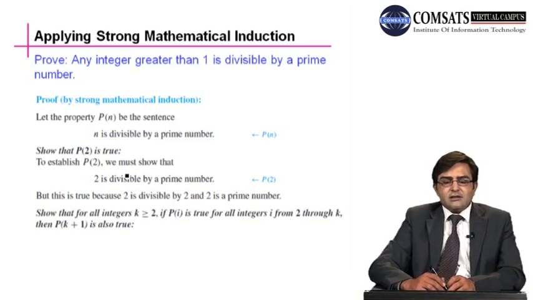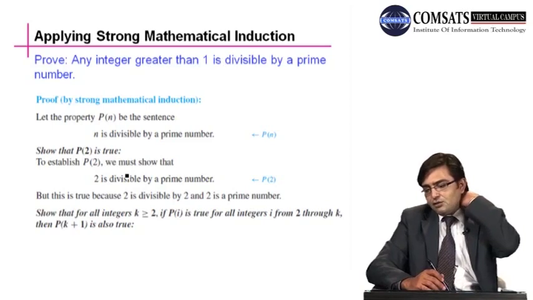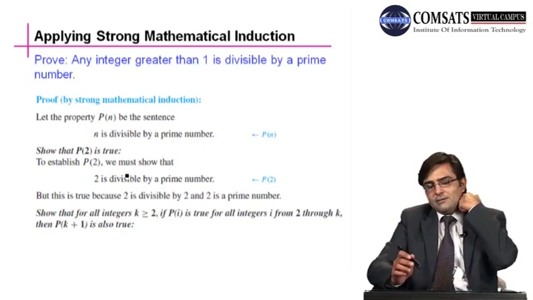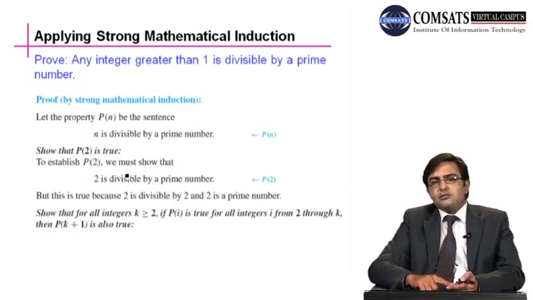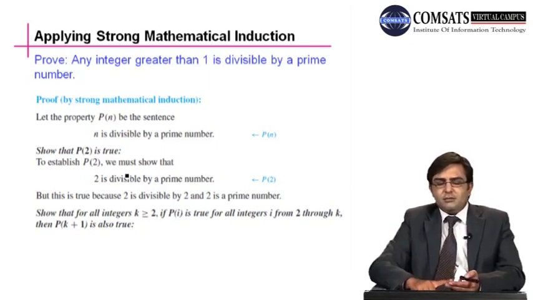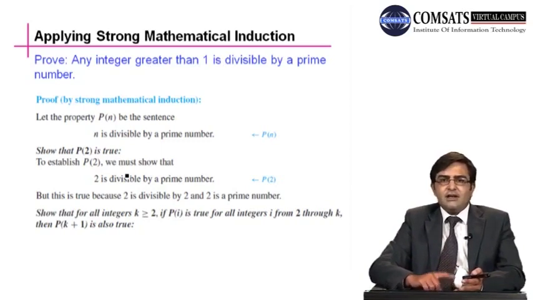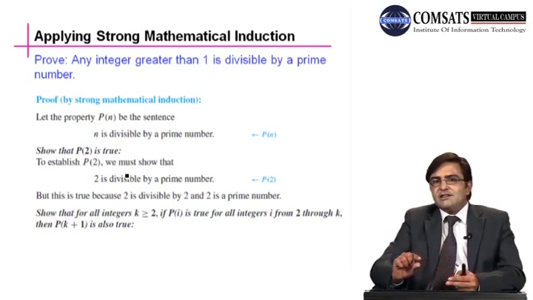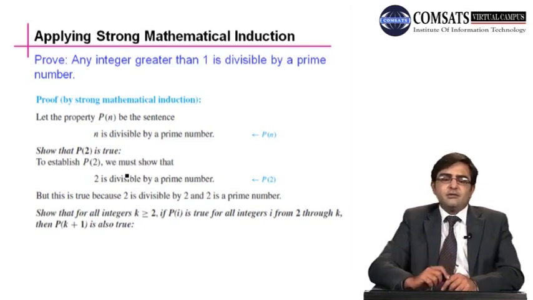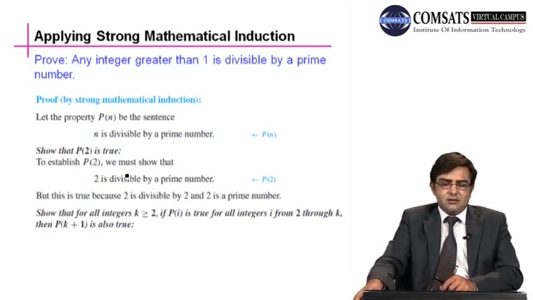Now we have to show that for all integers k greater than or equal to 2, if p of i is true for all integers i from 2 through k, meaning now we are supposing that this property is true from 2 through k, for k equal to 2, k equal to 3, 4, 5, and so on until k. This property is true for all these integers, and then we have to prove that p of k plus 1 is true.